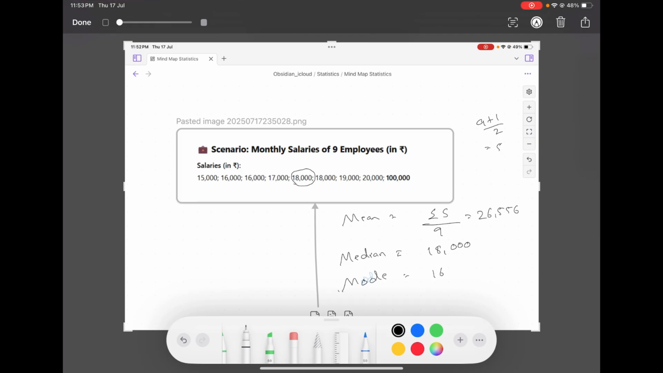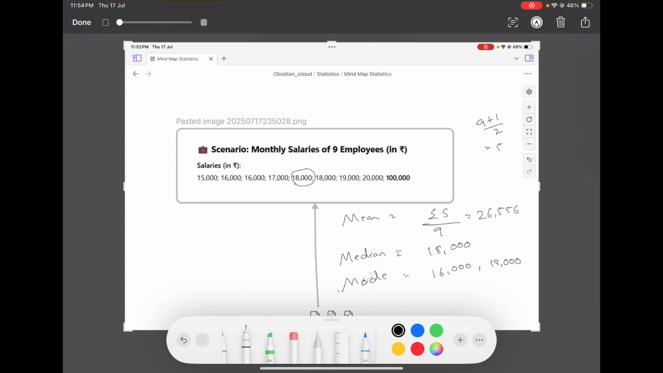So it can be 16,000 as well as 18,000. It is by mode. Okay, so all these are measures of central tendency. That means you can get an approximate idea of where the middle value lies. What is the average salary, what is the median salary, what is the mode. More number of people get 16,000 and 18,000. Right. So sometimes it can be misleading.